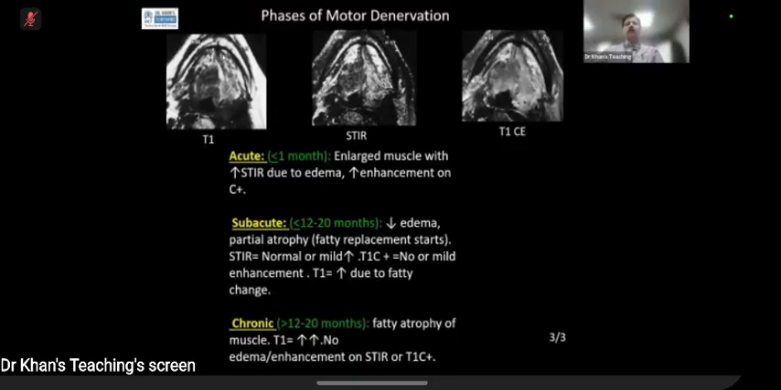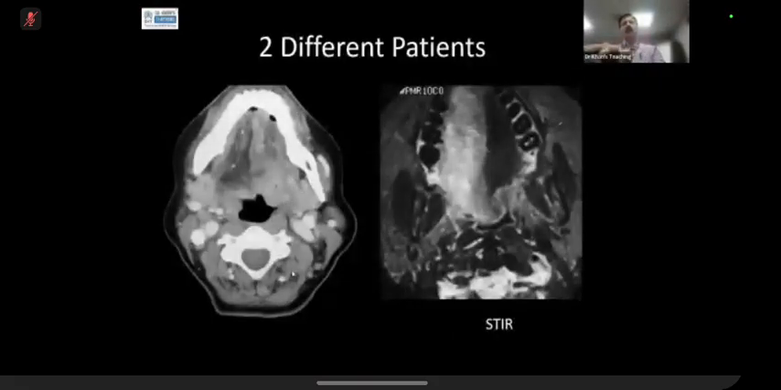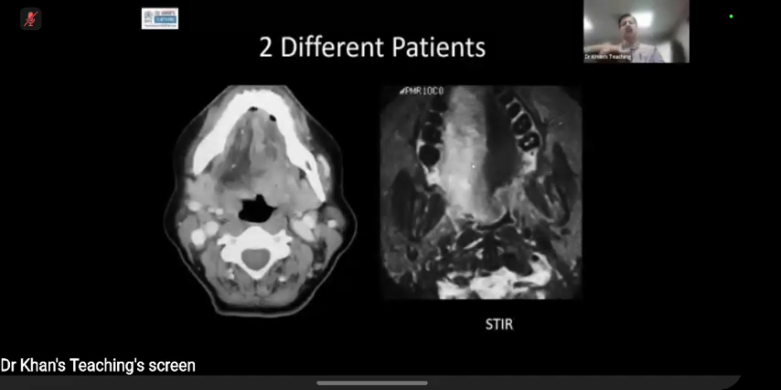If you look carefully, there is high signal on this T1, meaning fatty infiltration. And then on STIR, there is a bit of edema and maybe a bit of enhancement. So it was subacute. On the other hand, look here, these are two different cases. This is a CT scan, and even on CT scan, you can see atrophy. And this one is from a STIR sequence, you can see a lot of edema.